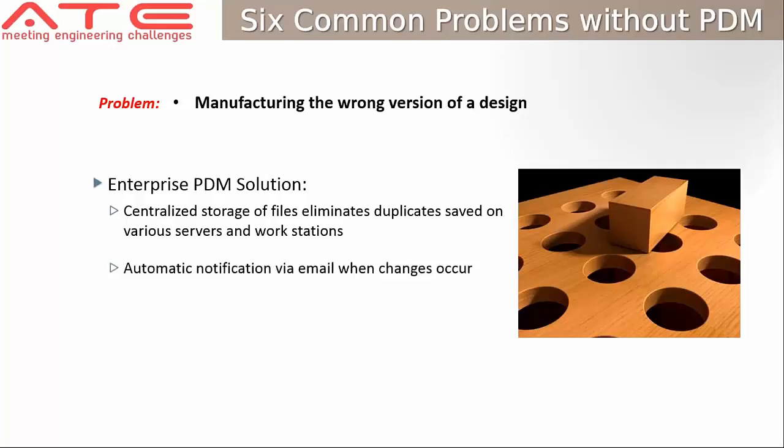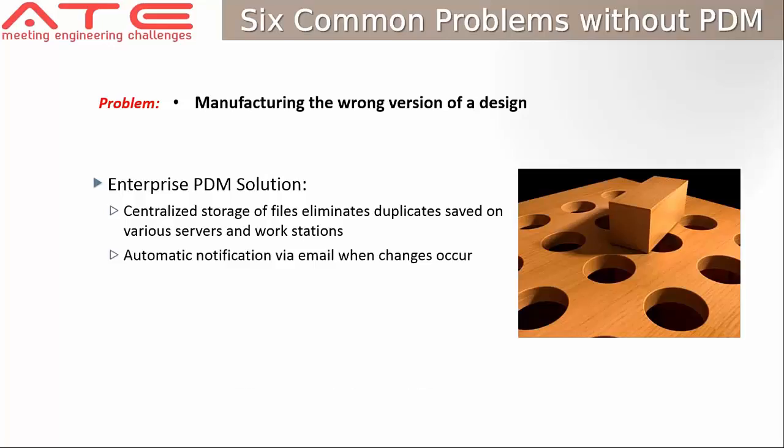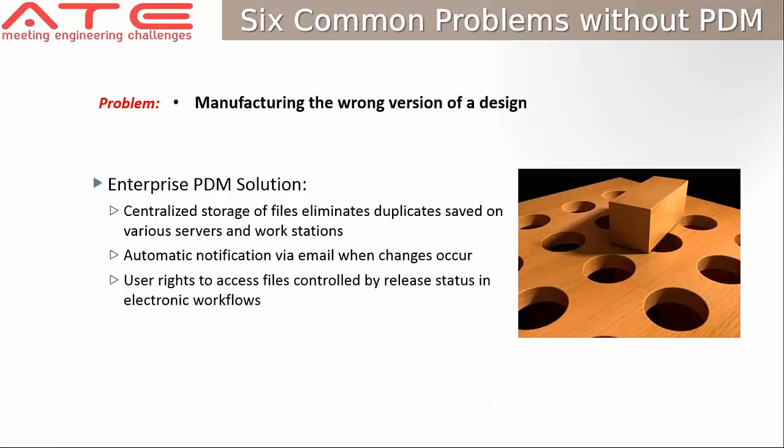Automatic notifications will be sent via email when changes occur, and user rights to access files are controlled by release status in the electronic workflow. So it is controlled by the electronic flow. When the file is ready for manufacturing, the file will be available for the manufacturing team to get manufactured. In this way, you can avoid sending the wrong version or revision of the file for manufacturing.